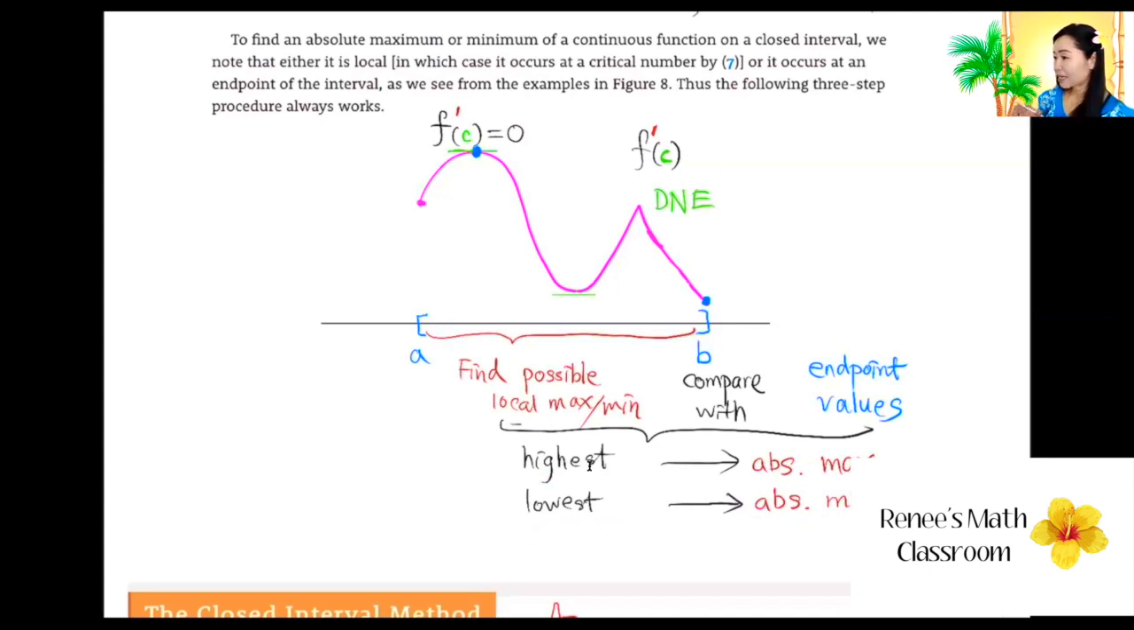Think about it like having a competition, right? Locally at your school, you might be the number one. And then you go out to a bigger area, like the whole city, and you want to compare that with these two endpoints. Whichever is the highest is the absolute max, and whichever is the lowest is the absolute min. So you find the potential local max and min inside the interval, and then compare with the endpoint values to find the absolute max and absolute min.